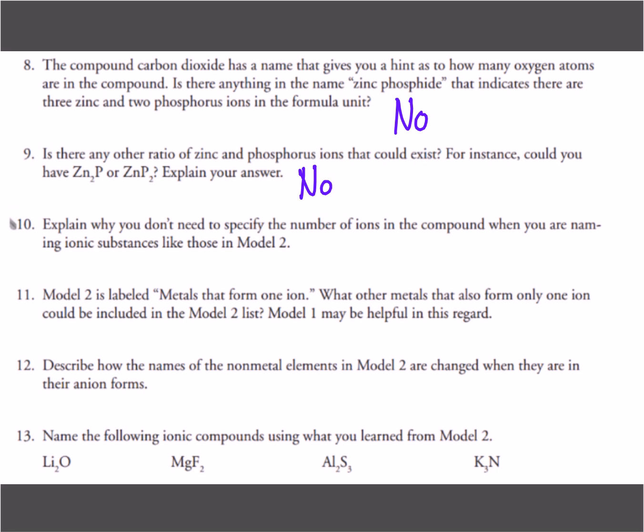Because again, what's the total charge we're trying to get to in a compound? 0. We want to be at 0. So because there's only one zinc charge, therefore there's only going to be one formula. Explain why you don't need to specify the number of ions in the compound when you're naming substances like those in Model 2. What's that? Yeah, they only have one charge, guys. So therefore we don't have to identify how many we have, because the one charge kind of dictates how many we have.